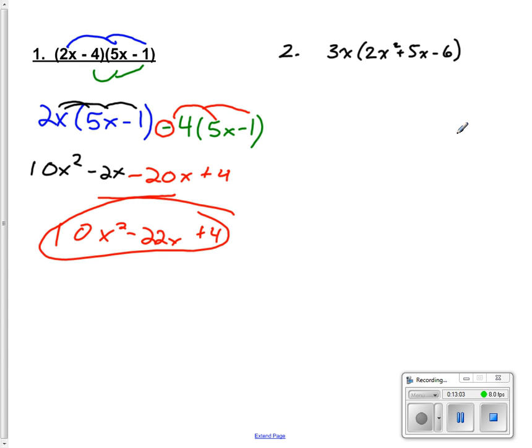Hopefully you got that. The last one that we have here is a single monomial times a three-term trinomial, distributing in, making sure that we're doing everything to each part. And then again, just multiply your numbers out front. So 3 times 2 is 6. X times x squared is x to the 3rd. 3 times 5, 15. X times x, x squared. 3x times negative 6 is a minus 18x.